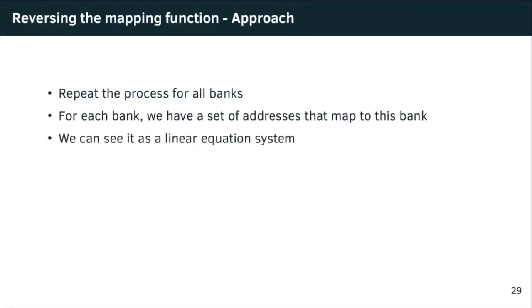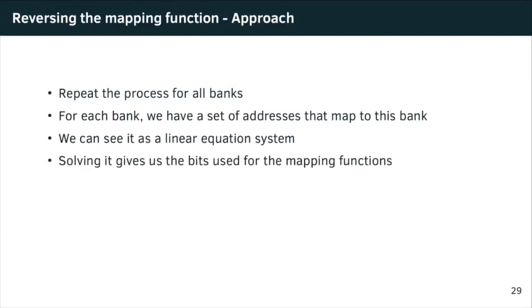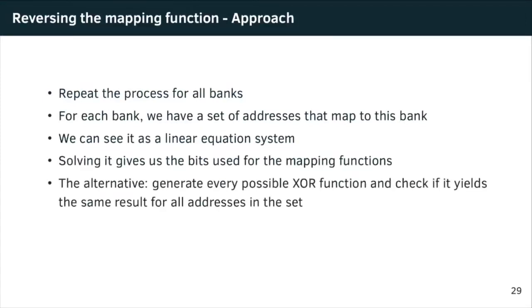And we can see that as a linear equation system. So we have the physical address as the coefficients, and we have the bank number as the right side of the equation. And then we have a few equations and a few coefficients, and we could solve that. And if we solve that, we get the mapping functions. But as we were a bit lazy when doing that, we didn't want to write an equation solver, so we did brute force. And that might sound slow, but it was really fast.